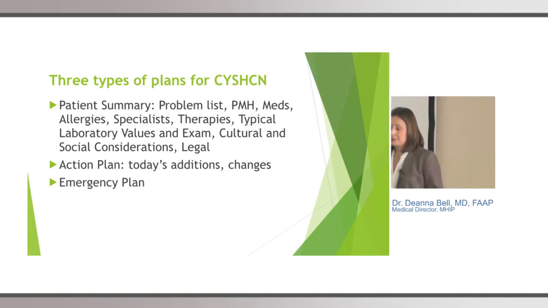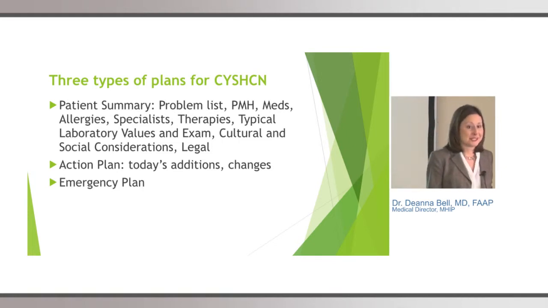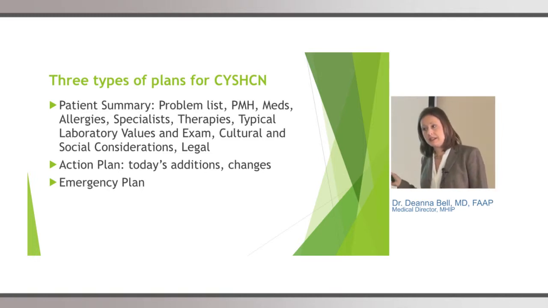And so the AAP actually states that you should have 3 different types of plans of care. And when you're starting off, I think that can be overkill, so I would encourage you to include 1 or 2. In my practice, we started with a patient summary and an action plan, and eventually added on an emergency plan. There are lots of different examples of these in your packets. In the packet that we gave you today, there's one that I ended up using as a patient summary that is in English and Spanish.